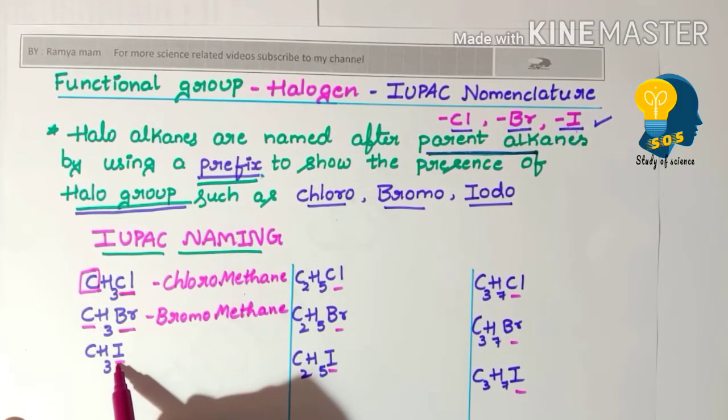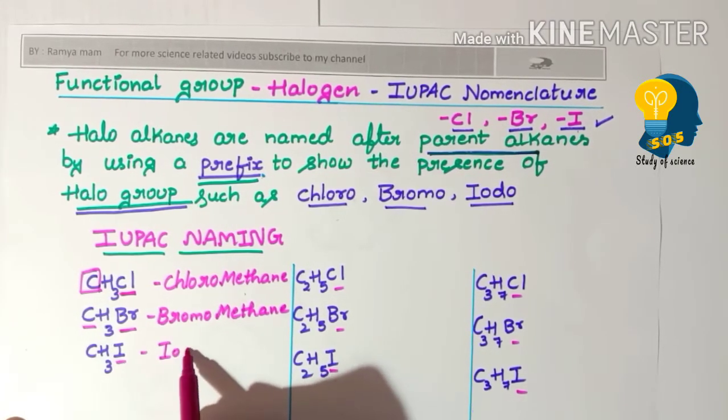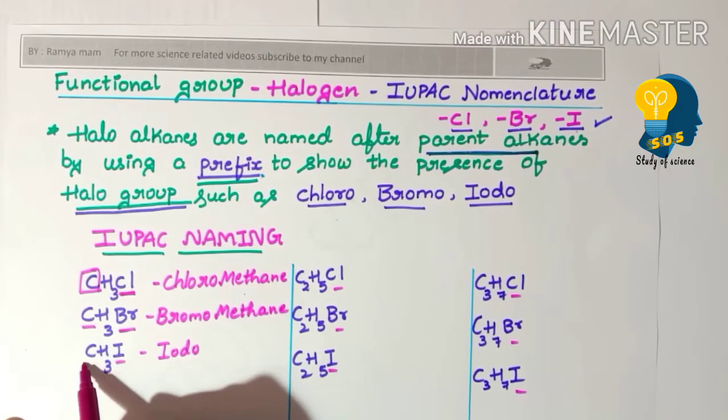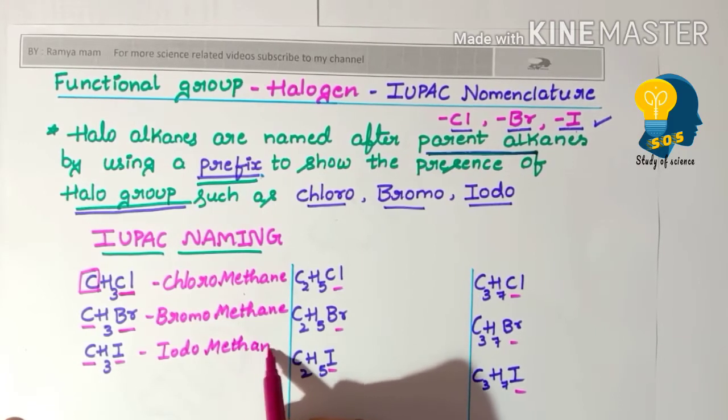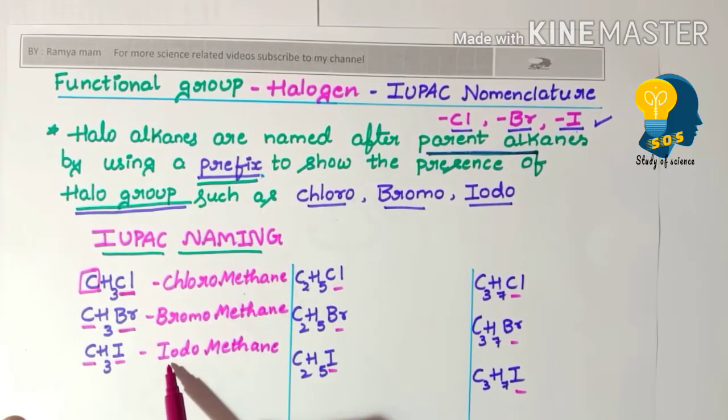Then look at the functional group. It is iodo. How many carbon atoms are there? One carbon atom, so it is methane. It is iodomethane. So once again I repeat.